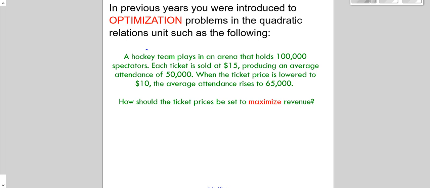So based on that relationship, the question you were posed in the past would be: how would you price the tickets? What would you set the ticket price to be in order for the organization to maximize their revenue? When you heard the word maximize, you knew that that was an optimization problem, and you were essentially trying to find the highest possible value that you could get.